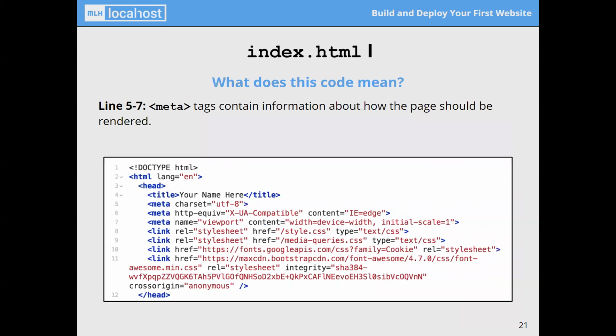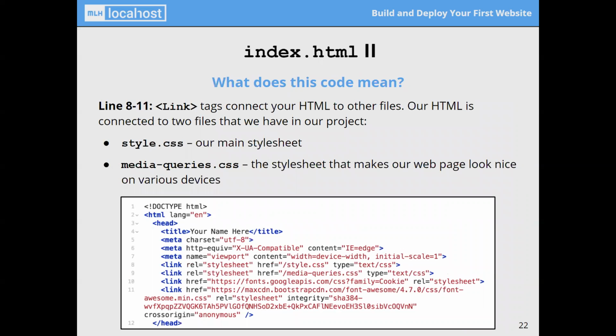So in index.html on lines 5 through 7, the meta tags contain information about how the page should be rendered. Lines 8 through 11, the link tags connect your HTML to other files. And our HTML is connected to two files that we have in the project, the style.css and then the media queries.css. Basically, both are style sheets, and as I've mentioned before, the media is just to make it look nice on other devices.